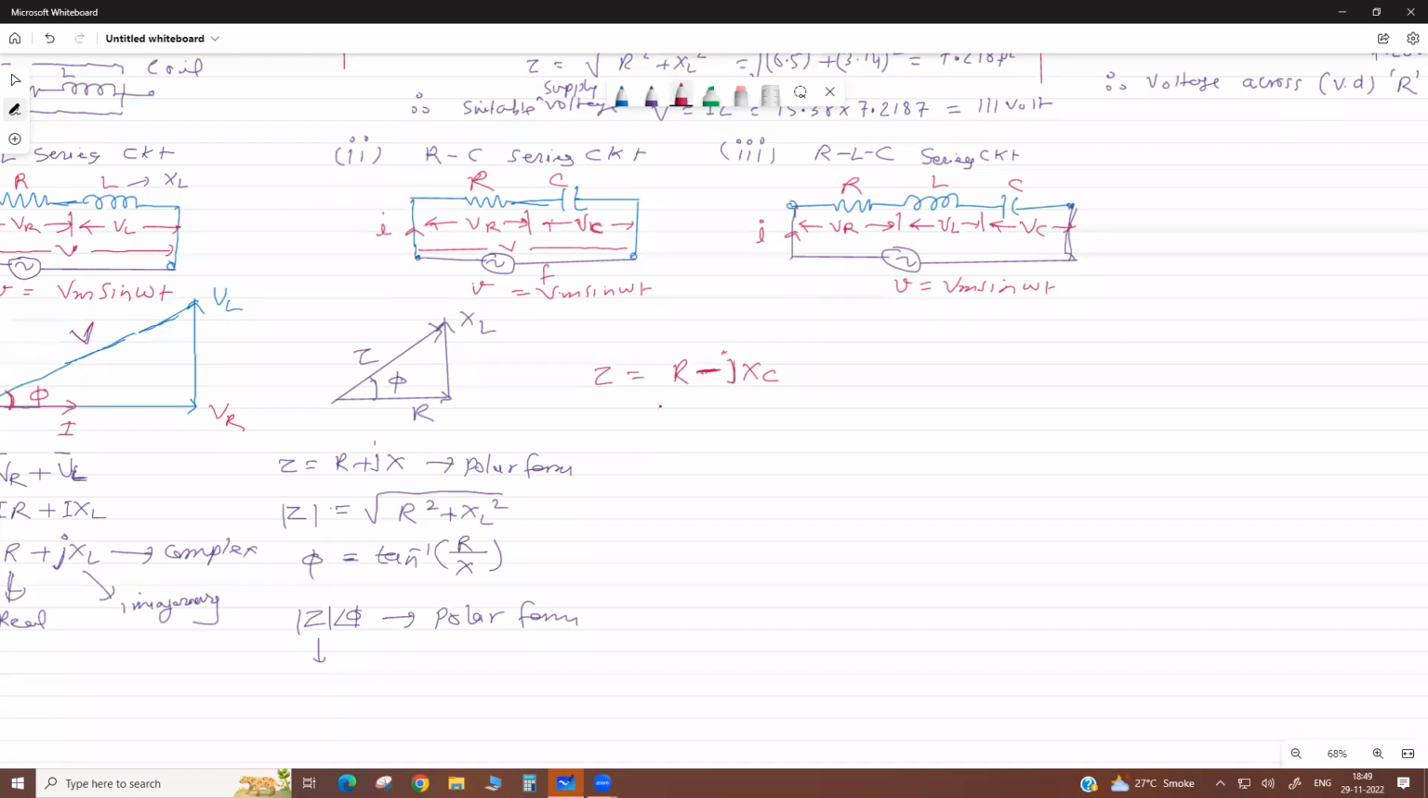So phi equals tan inverse of, is it X upon R or R upon X? Oh sorry, imaginary by real part, so X by R. R by Z is the power factor. Yes, X by R, sorry.